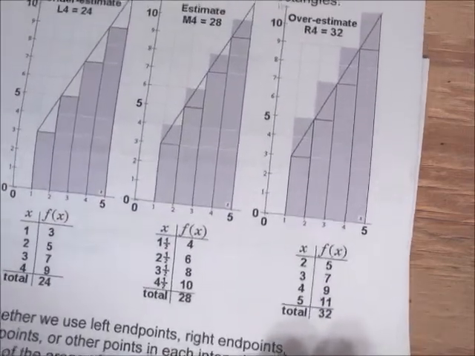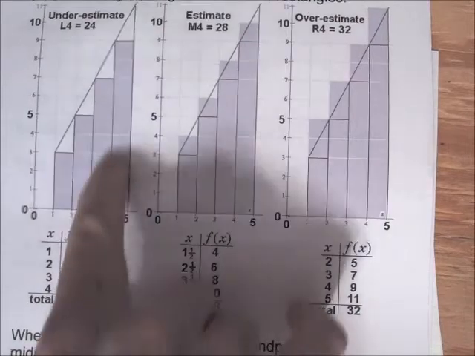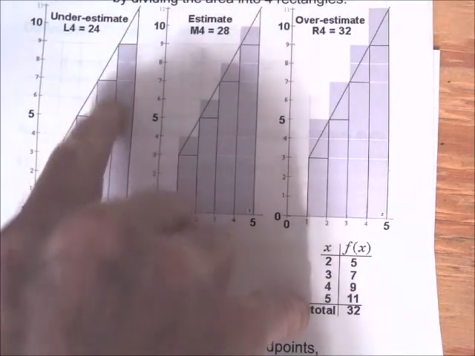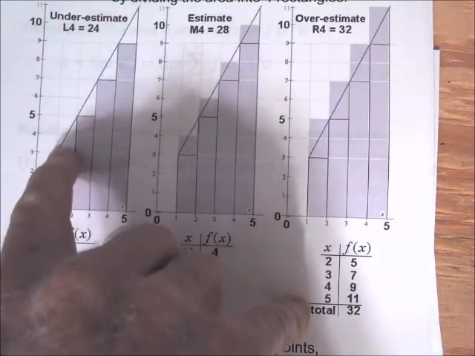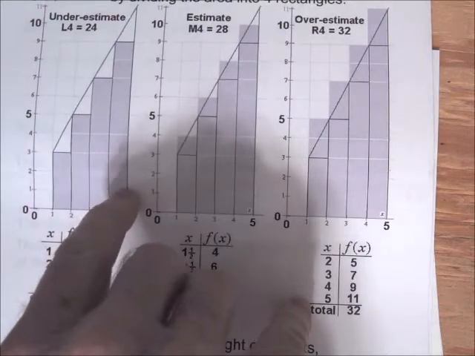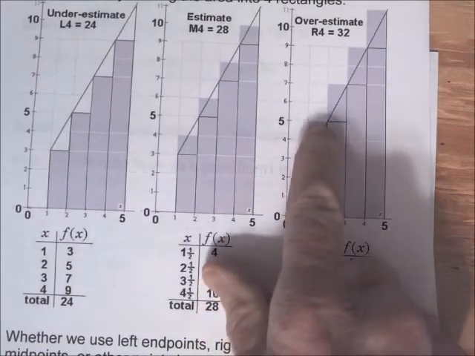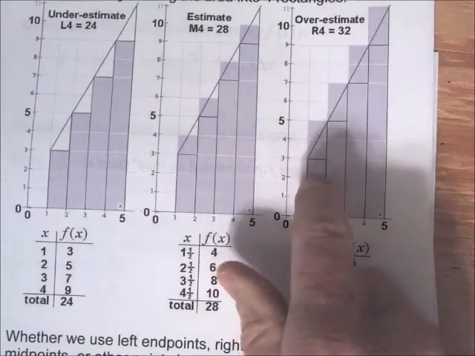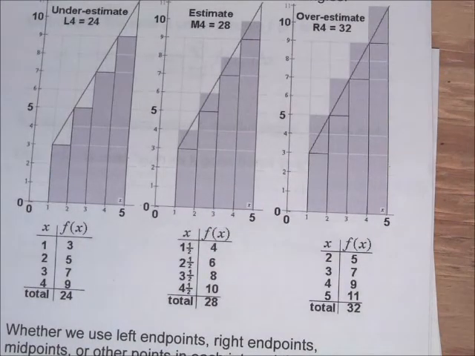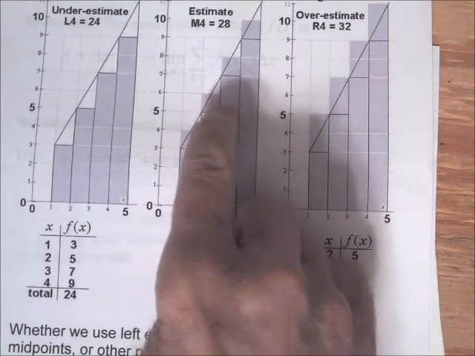So the left endpoints for this particular function give us an underestimate, because you see that all the rectangles are completely enclosed in the area bounded by the function and the x-axis, and the right endpoints for this particular function give an overestimate, because you see that all the rectangles extend beyond the line f of x, and so the midpoints will give us something in between. Some of them go over and some of them go under.